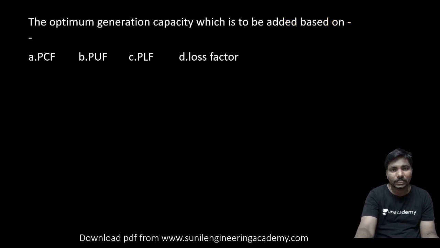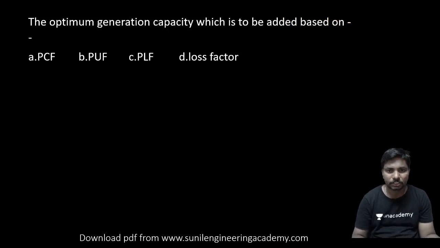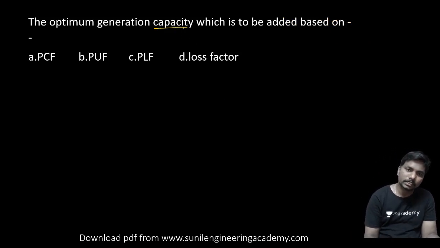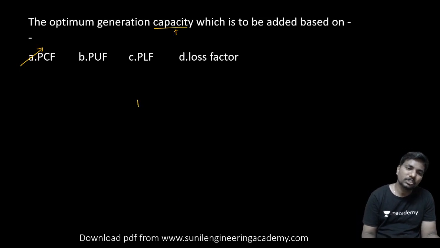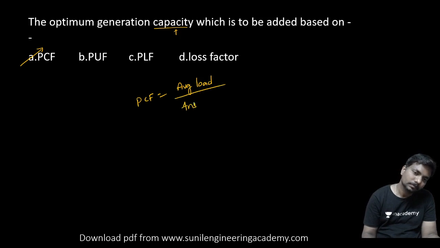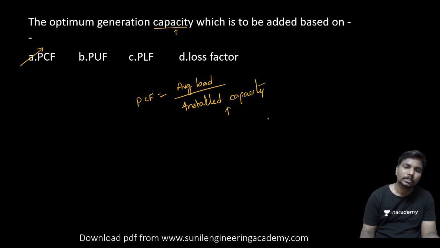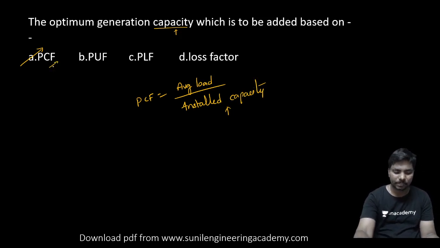The optimum generation capacity which is to be added is based on dash. The capacity is added based on the installed capacity. Installed capacity in the sense plant capacity factor, average load by installed capacity. So we can add the capacity up to the installed capacity only. So installed capacity depends upon capacity factor. So we can give the answer as capacity factor. Okay.